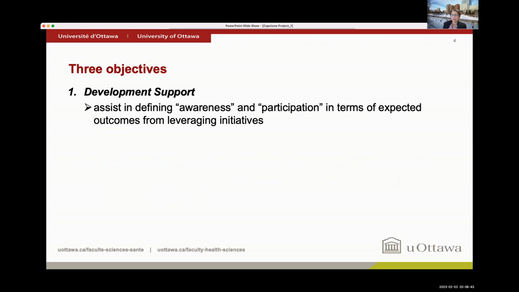So we have, in fact, 3 objectives, and I'm going to present all 3 of them. The first one is what we call development support. This is assisting them with thinking about what they mean by awareness and what they mean by increased participation. Awareness: do you want everybody to know that we have this event, or do you want them to know more about wheelchair basketball? How do you understand and define awareness?